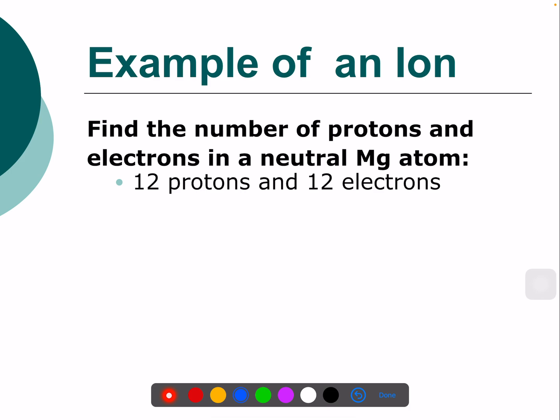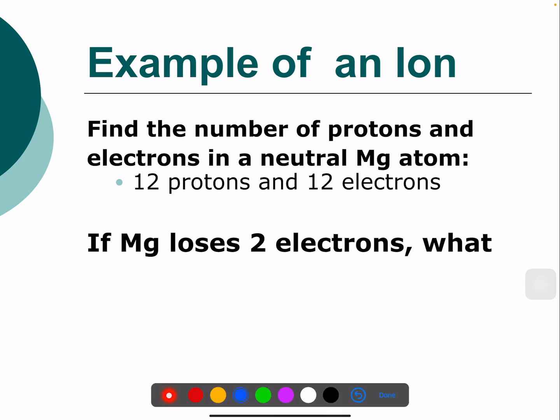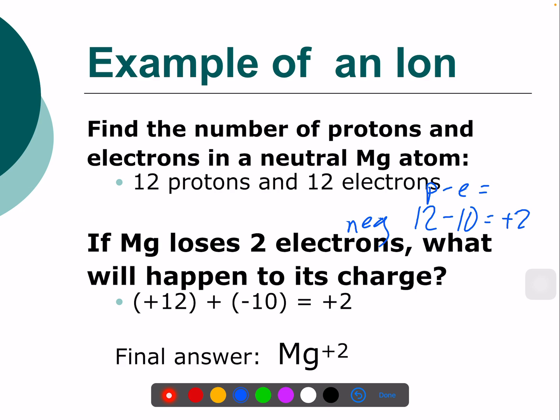So assume it's an atom. So magnesium, if it's 12 protons and 12 electrons, if it loses 2 electrons, remember that electrons have a negative charge. That means that you have 12 protons and only 10 electrons, right? So 12 minus 10, or the protons minus the electrons, that gives you a charge of plus 2. So 12 plus negative 10, or 12 minus 10, however you want to think of it.